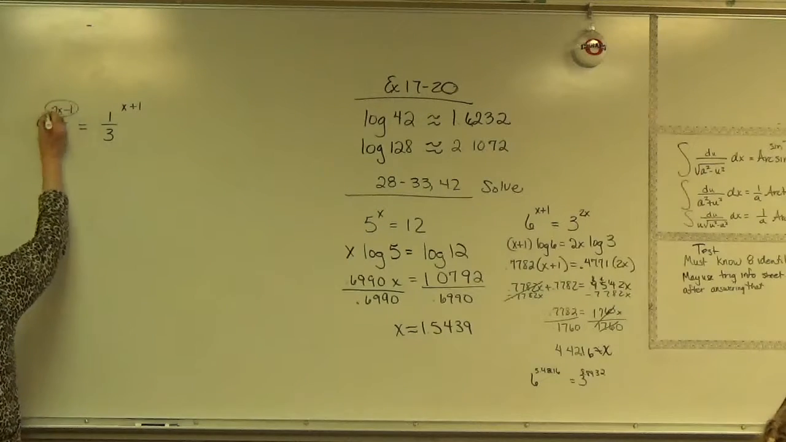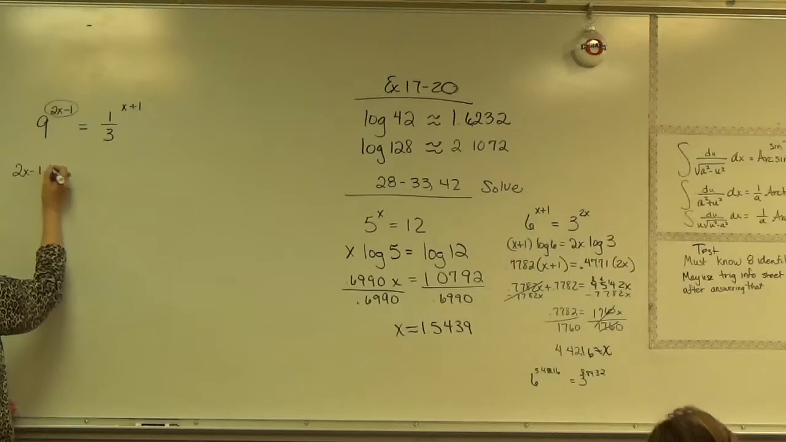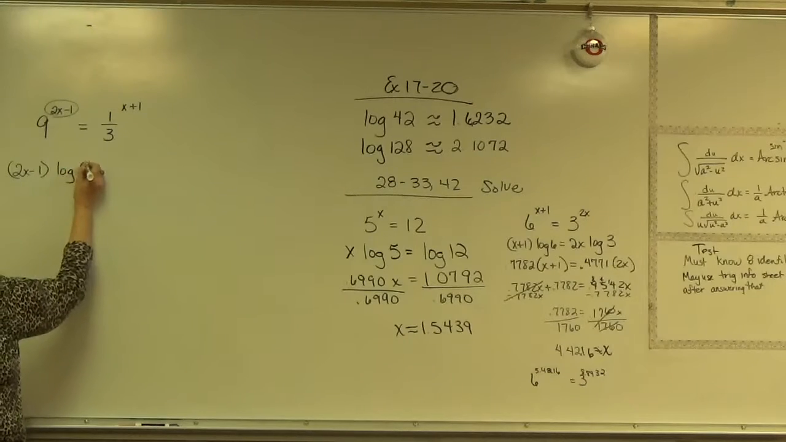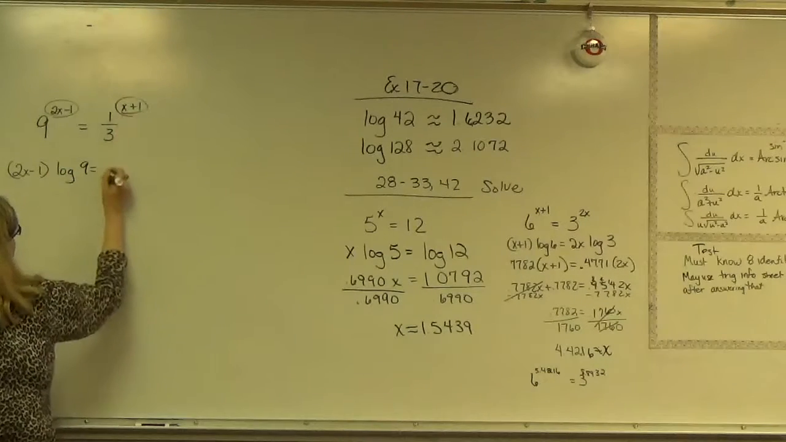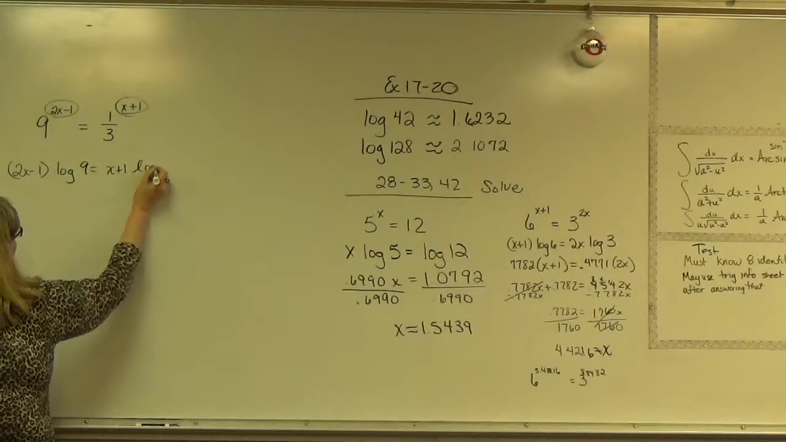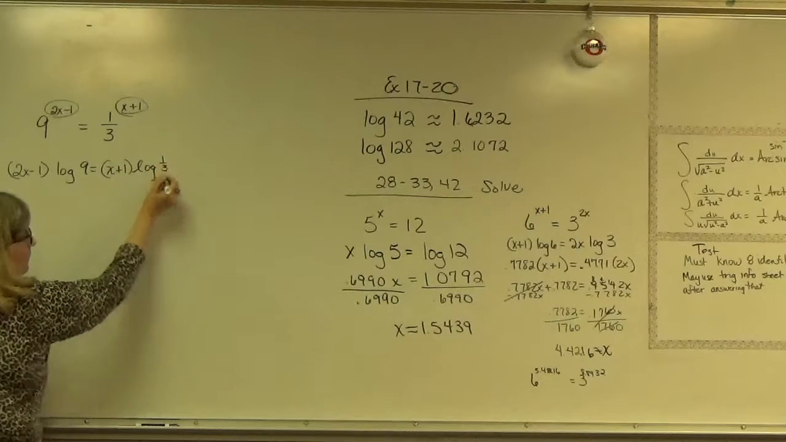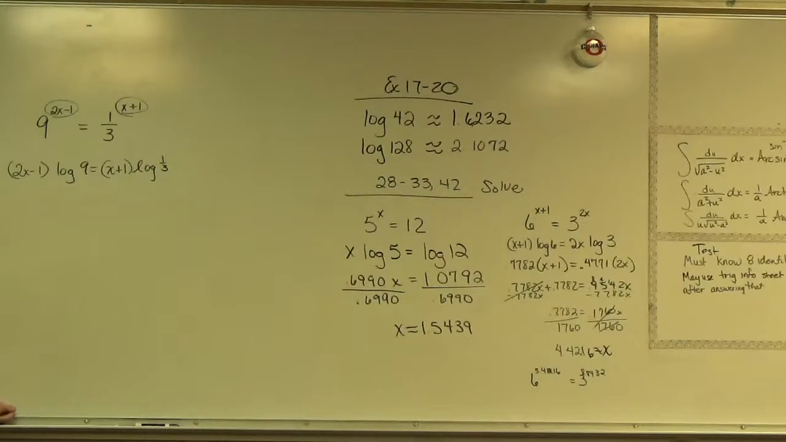So this becomes 2x minus 1 times the log of 9 equals x plus 1 times the log of 1/3. You guys agree with the writing there?